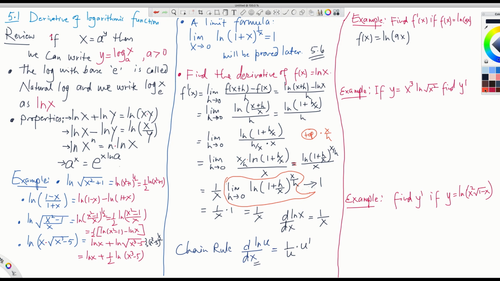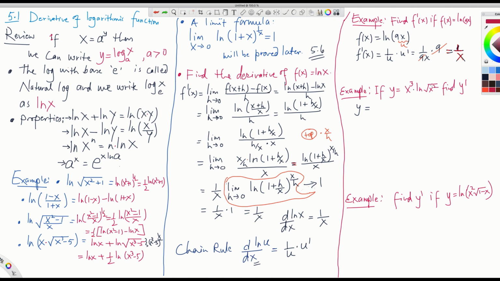But there is 9x. Basically, this is u, right? So what is the derivative of u? Let's find f prime of x. That will be 1 over u times u prime. What is 1 over u? 1 over 9x times, what is the derivative of 9x? Just 9, right? So you cancel 9 and 9, divide 9 by 9 is just 1. So 1 over x is the final answer.